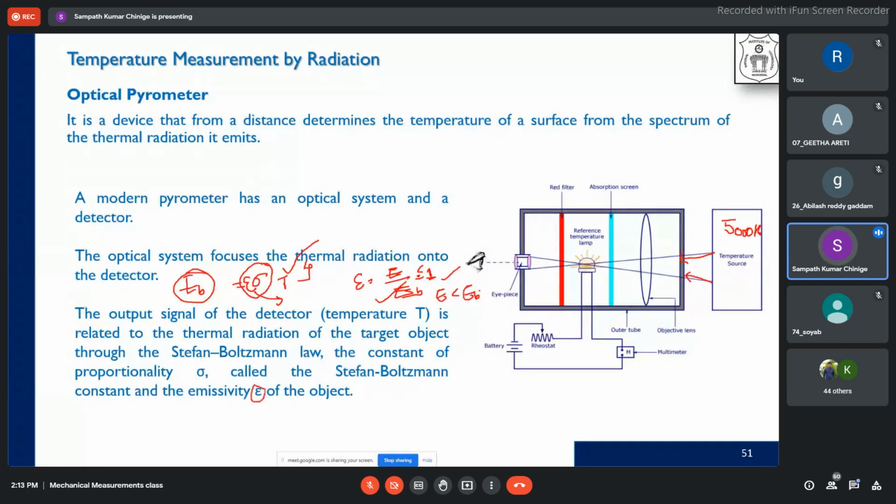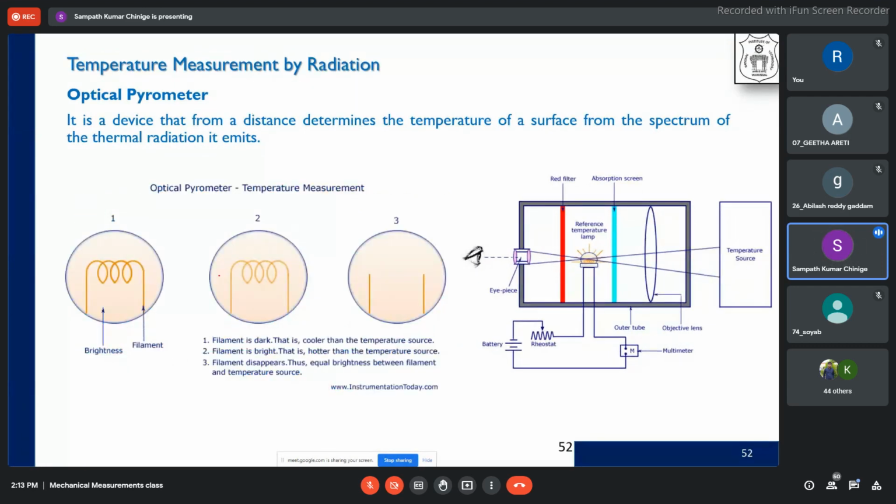In order to estimate the temperature of the body, we have to find out the emissive power of the body. For that, we have an internal circuit here: the battery, a rheostat, and a reference temperature lamp in which we have this filament. We have a multimeter over here. We have an outer tube covering, a red filter, and an absorption screen, along with an objective lens.